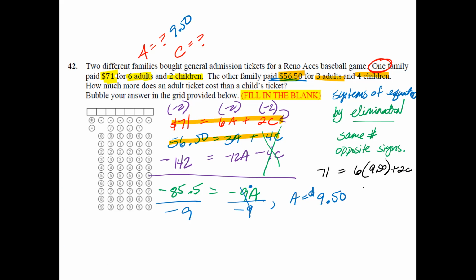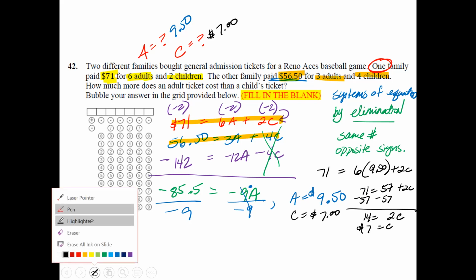$9.50 times 6 is going to give you 57 plus 2C. Minus 57 on both sides. 71 minus 57 is 14 equals 2C. Well, what's 14 divided by 2? $7. So how much is a child's ticket? $7.